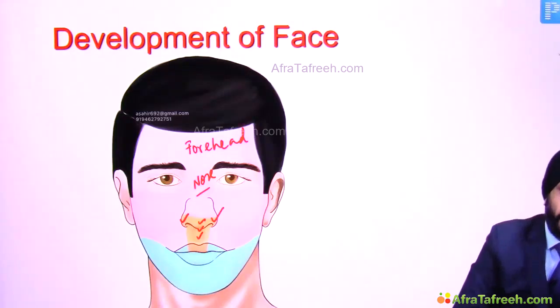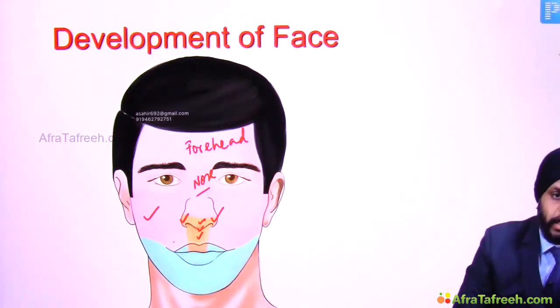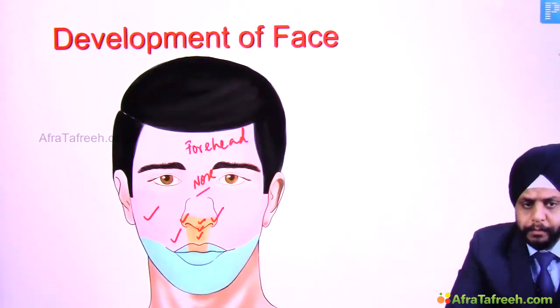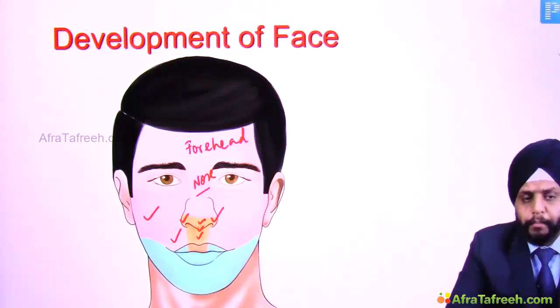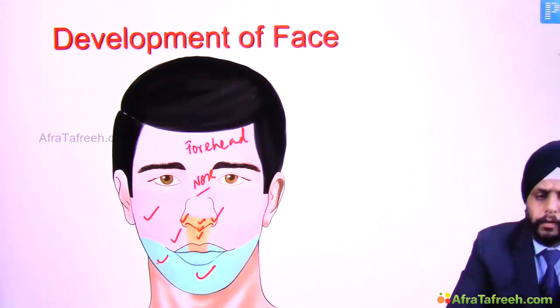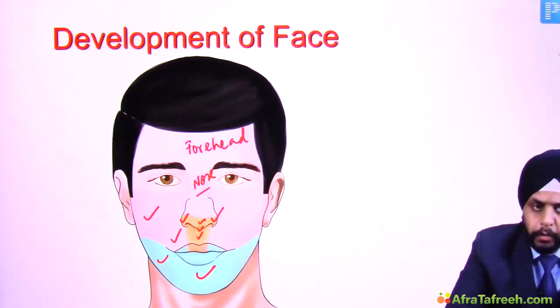Okay, then we know that the cheek and the lateral part of the upper lip, except the philtrum, they were formed by the maxillary process. The lower lip and the jaw, they were formed by the mandibular process.